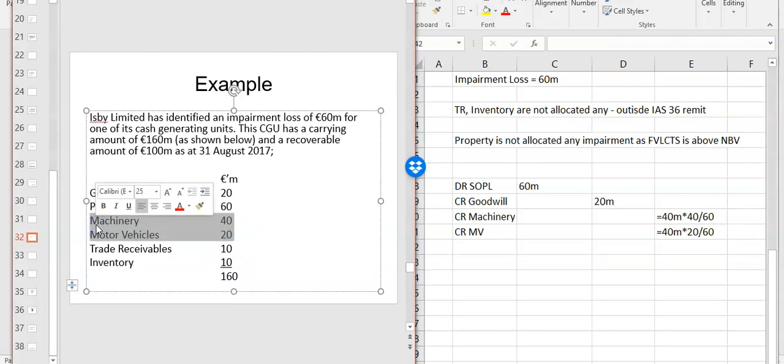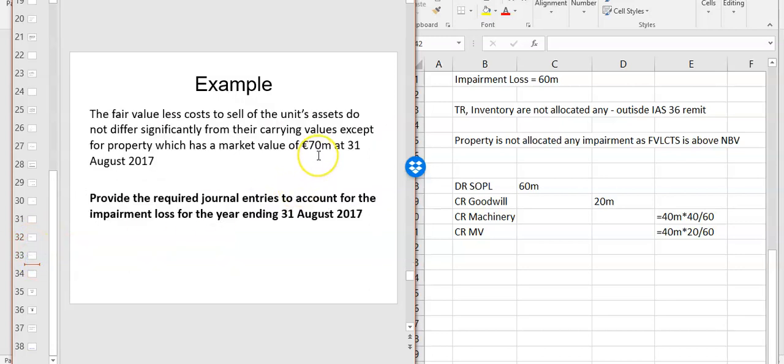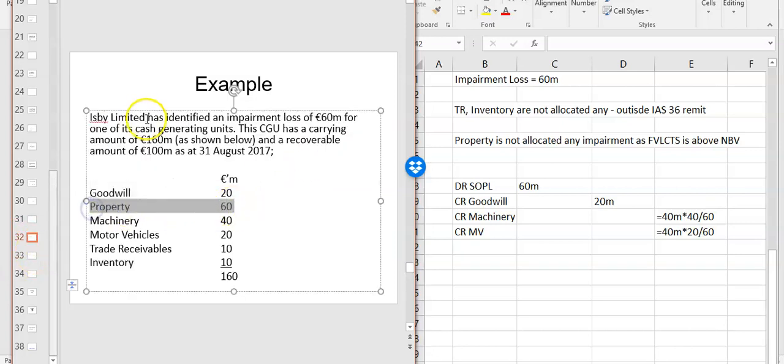So that's just an added complication that you will see in some of these questions where, number one, trade receivables and inventory are never allocated an impairment. They're outside the remit. And number two, if there's a particular individual asset whose recoverable amount is given, you cannot impair it below that. So in our case, you cannot impair the property at all because its recoverable amount is higher. It has a market value of 70, so it doesn't make sense to write that down. That property is not causing this issue overall. The goodwill, the motor vehicles, and the machinery must be the ones causing the overall impairment loss.